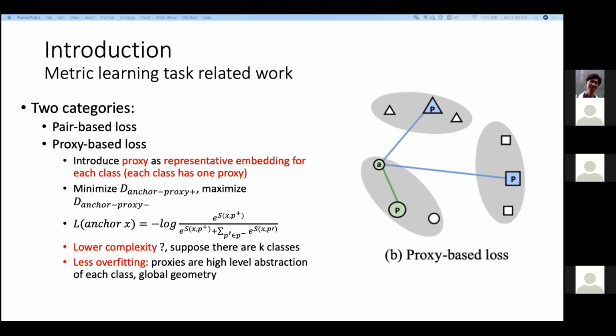To solve the problems in pair-based loss, the second category of metric learning is proxy-based loss. They introduce a proxy, which serves as the representative embedding for each class. For each class, there is a single proxy. You can understand it as some kind of centroid that represents the whole class. Then, instead of finding a positive and negative image, it finds the proxy of its own class as the positive anchor and the rest as negative anchors, and tries to minimize the distance between the anchor and the positive proxy, and maximize the distance between the anchor and the negative proxies.